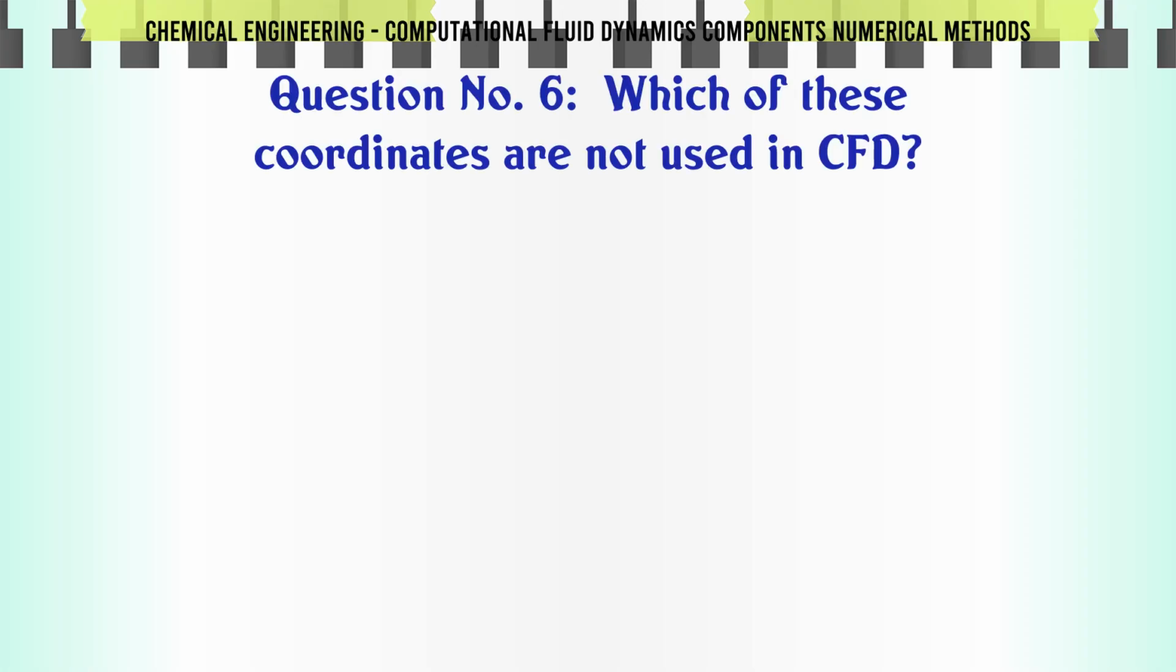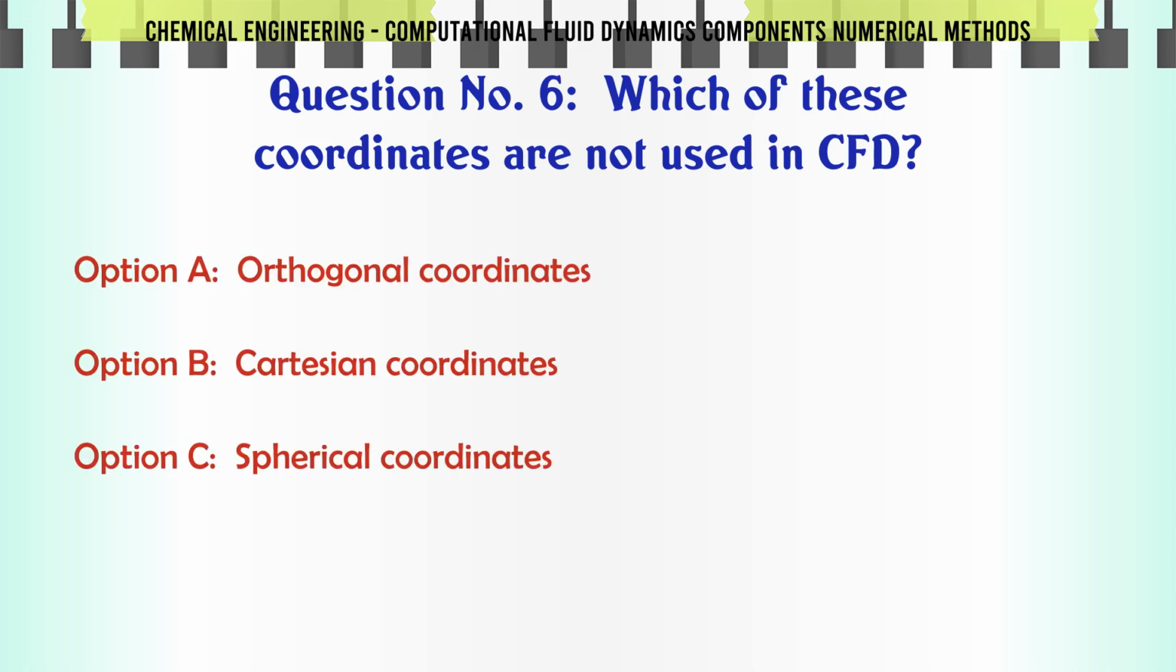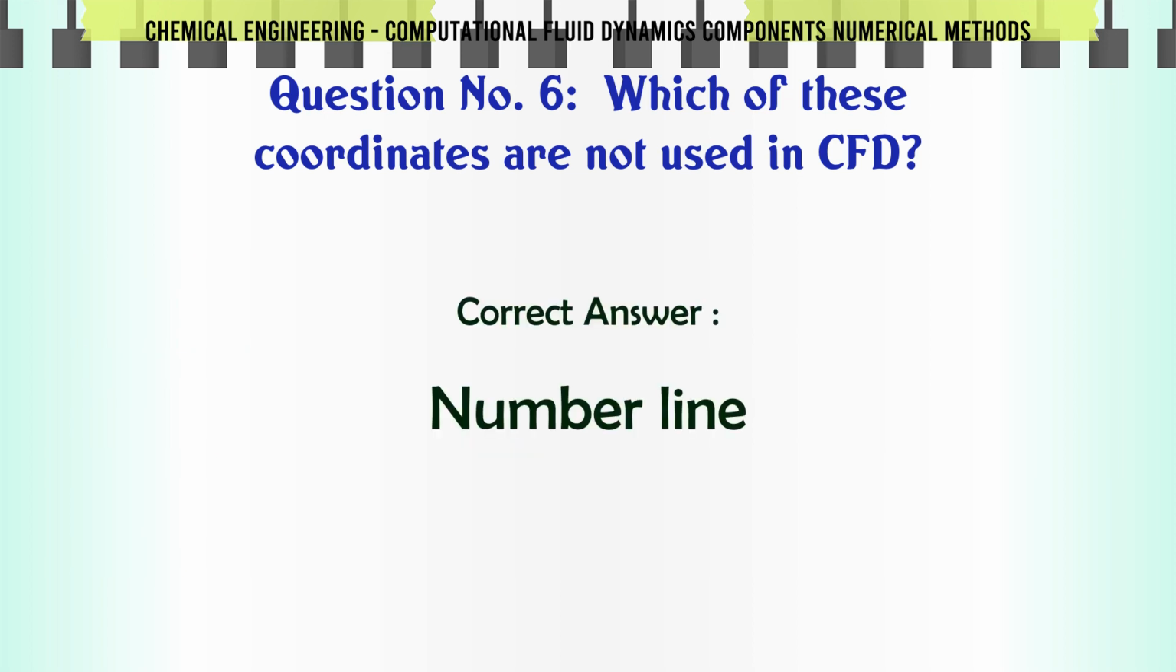Which of these coordinates are not used in CFD? A. Orthogonal coordinates. B. Cartesian coordinates. C. Spherical coordinates. D. Number line. The correct answer is number line.